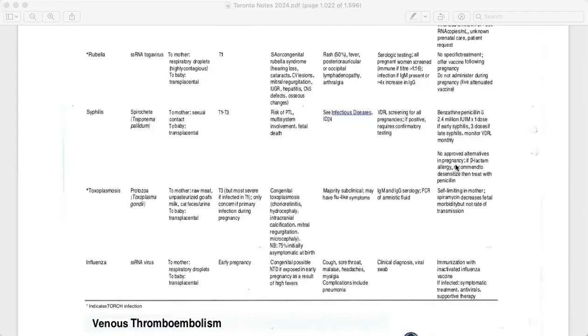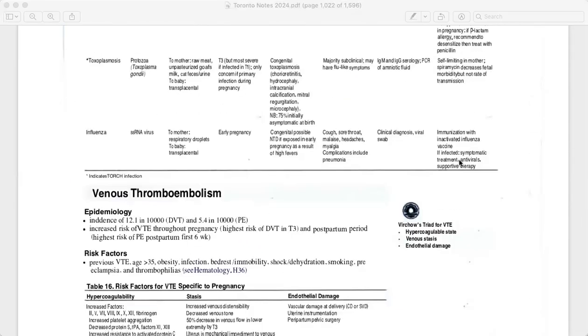If the patient is sensitive to penicillin, then desensitize and give penicillin. Don't go for a different one. In syphilis, only penicillin works. Which one? Benzathine penicillin. Toxoplasmosis, this question is important. I have seen this in the Canadian Q Bank, this benzathine penicillin in syphilis one. Toxoplasmosis is self-limited in women, and spiramycin decreases the fetal morbidity. Influenza immunization with inactivated influenza vaccine can be given. In infected patients, symptomatic treatment should be given.